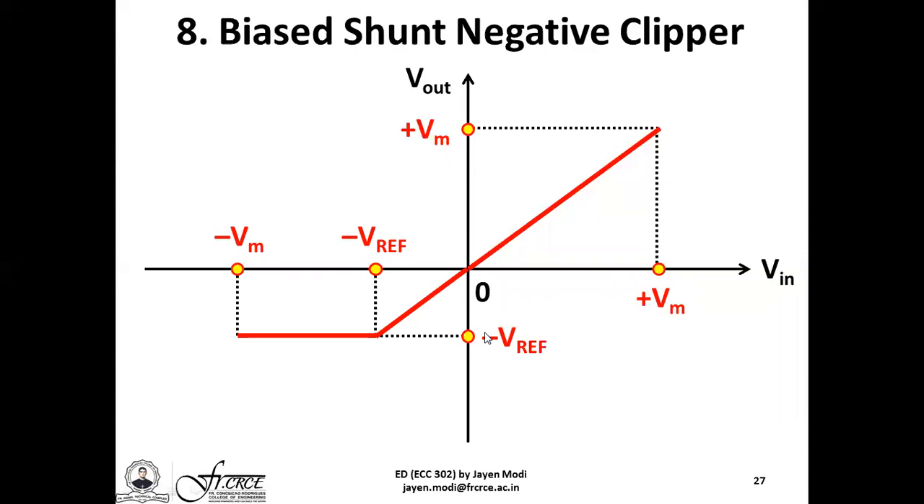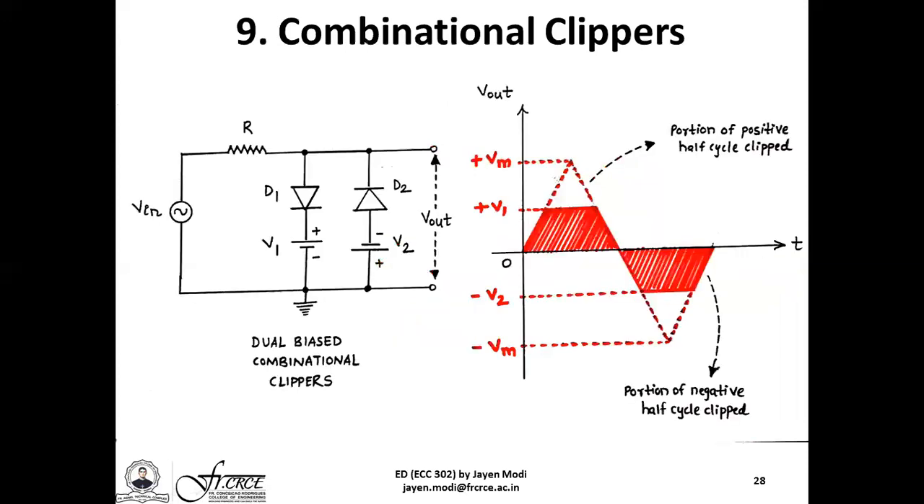So this is the biased shunt negative clipper. The last circuit is combinational clippers. If you look at these two, the name is simple. It is combinational clippers because you have a combination of biased negative and positive clippers both working in parallel.